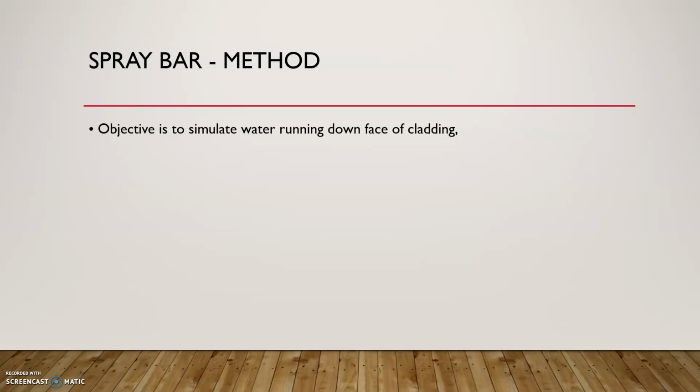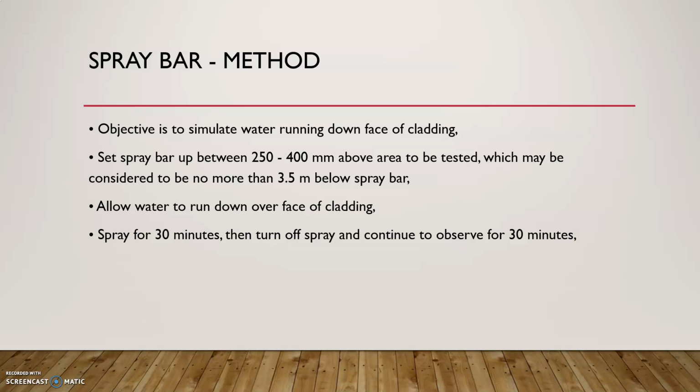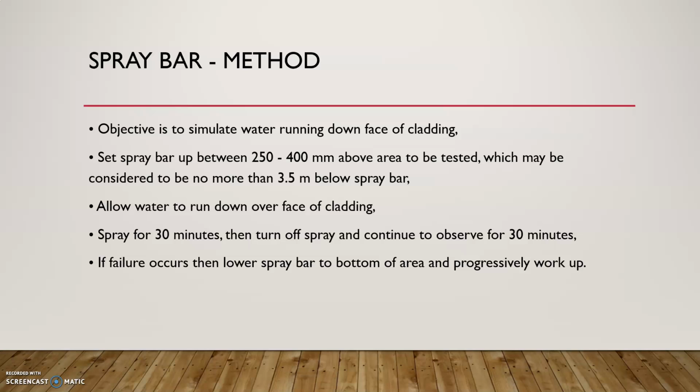The objective of the spray bar test method is to simulate water running down the face of the cladding. Set the spray bar up between 250 to 400 mm above the area to be tested, which may be considered to be no more than 3.5 meters below the spray bar. Allow water to run down over the face of the cladding. Spray for 30 minutes, then turn off the spray. Continue to observe for 30 minutes. If you find any failure or leakage, then lower the spray bar to the bottom of the area and progressively work up.